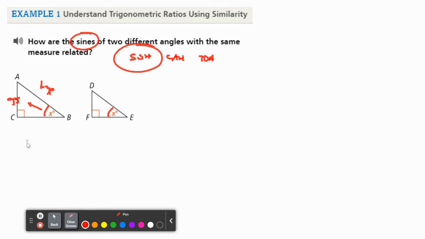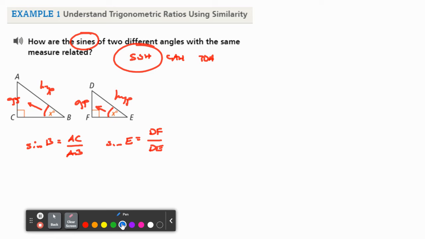So in this first triangle, the sine of B, which has a measure of angle x, would be equal to AC over AB. In this triangle here, from this E, DF is the opposite side, and DE is the hypotenuse. So the sine of E would be DF over DE. That's all good and grand, but how are these related? Because B and E are the same angle.